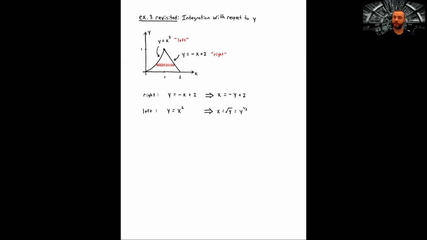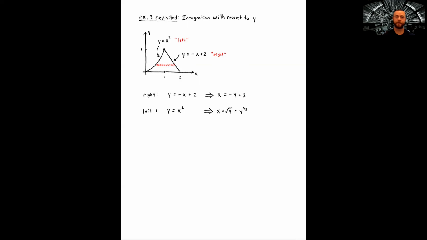All right, welcome back. Hopefully this was not too bad. Most of the work here is in taking the original functions given as y as a function of x and then solving them for x to express that functional relationship instead as x as a function of y. So solve each equation for x. The work should be minimal. Just be careful with the leftmost bounding function.